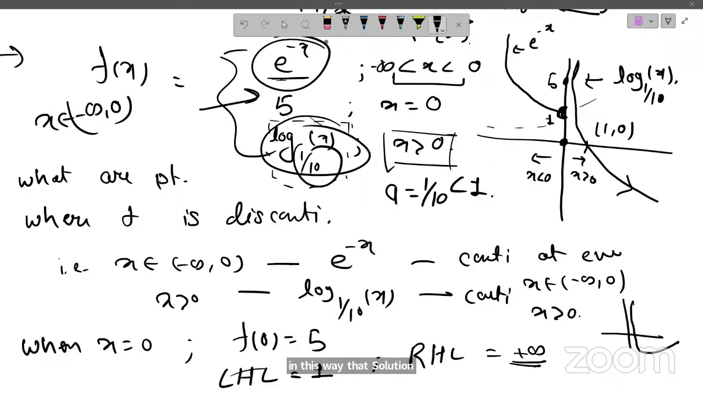Yeah, base 1 by 10 means base a is less than 1. And for a base less than 1, we have this graph of log.